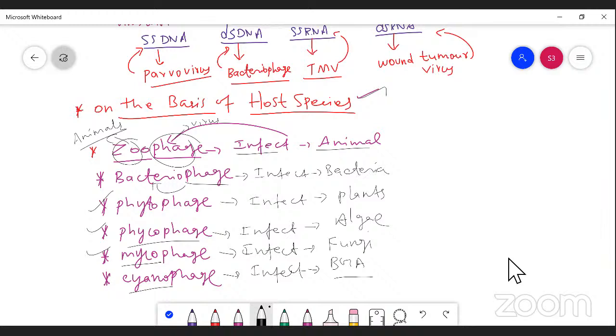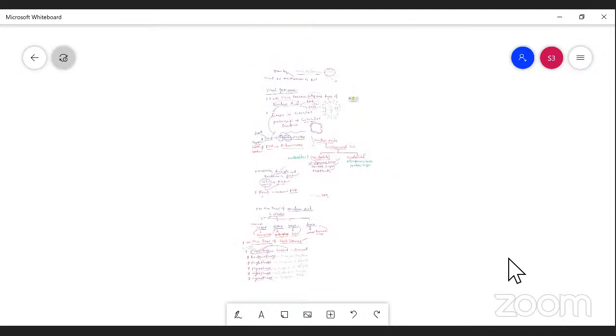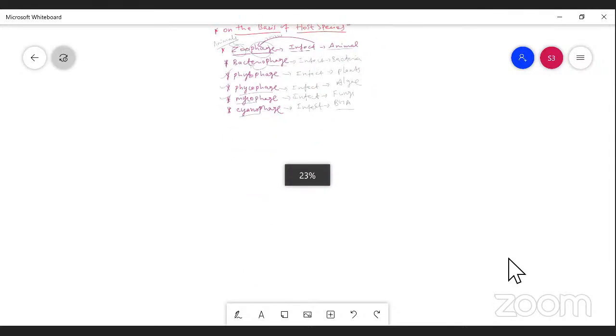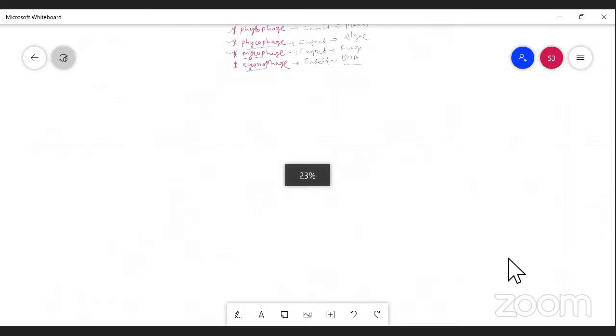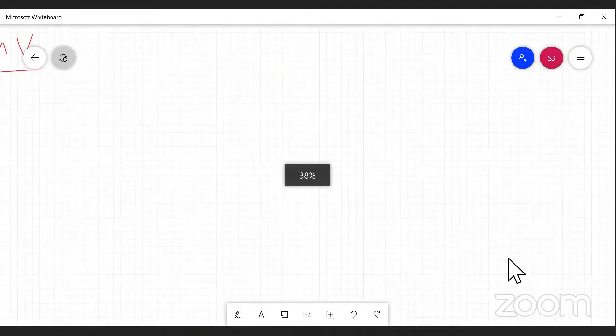The next one is tobacco mosaic virus. It is a rod-shaped virus. We already know the shapes of viruses. There are three types of shapes in virus. The first one is helical symmetry, cuboid symmetry, and rod shape symmetry. Rod shape symmetry is in tobacco mosaic virus.